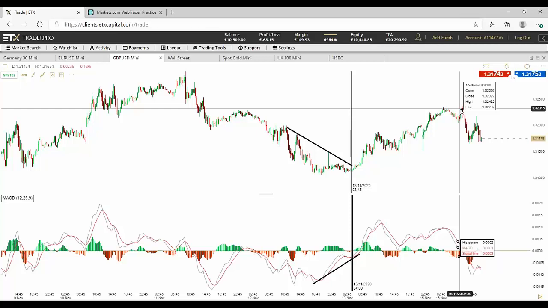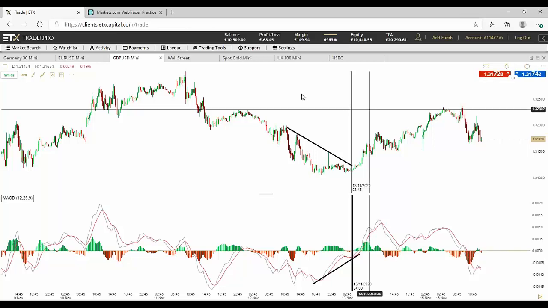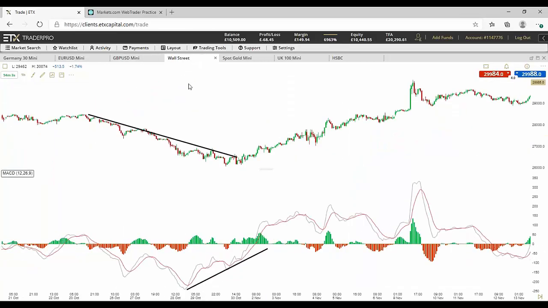It's almost like a front runner. It's almost like a leading indicator. That's why I like to use the MACD like this. So this ain't lagging. It's giving you a bit of a heads up when the market is potentially turning. Let's move over to the Dow.